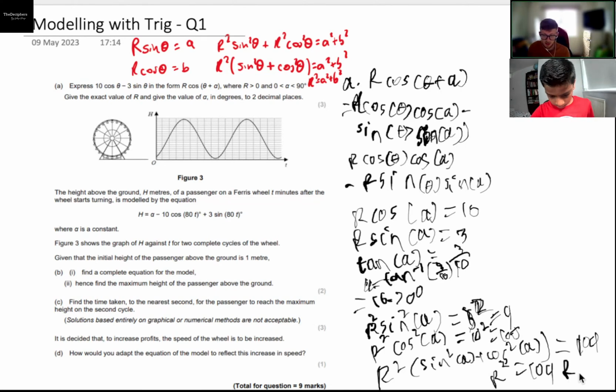Good. And it asks for the exact value of r. r is square root 109.